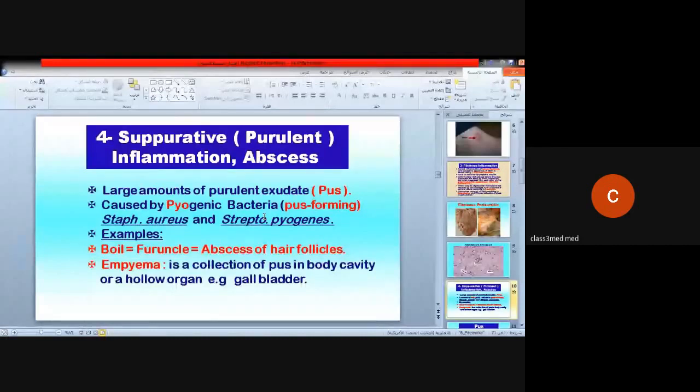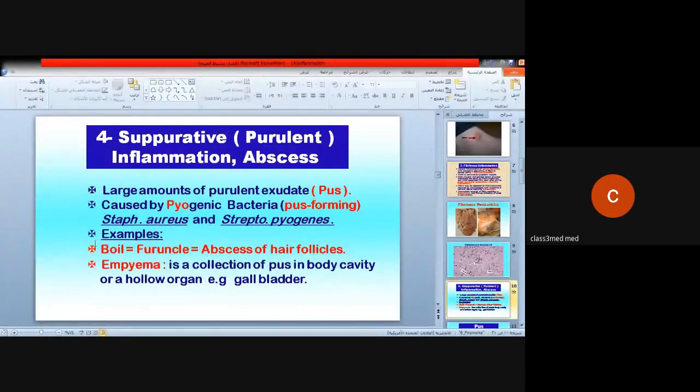The suppurative or purulent inflammation is characterized by large amounts of purulent exudate, which is pus. Purulent exudate means pus. It is caused by pyogenic bacteria, pus-forming bacteria. Pyo, this term means pus formation. That is, pus-forming bacteria such as Staph aureus and Streptococcus pyogenes.